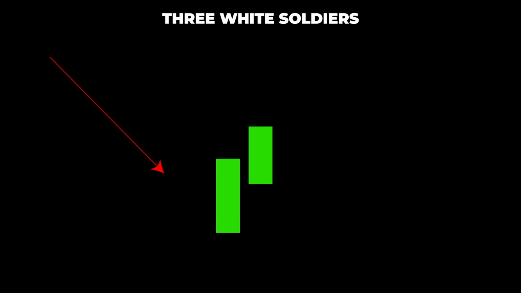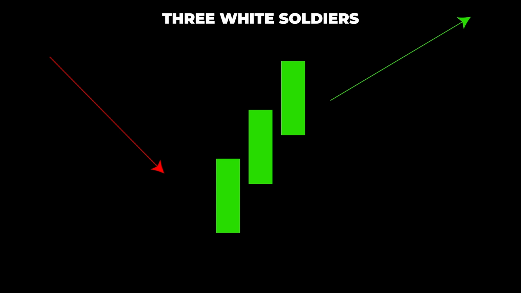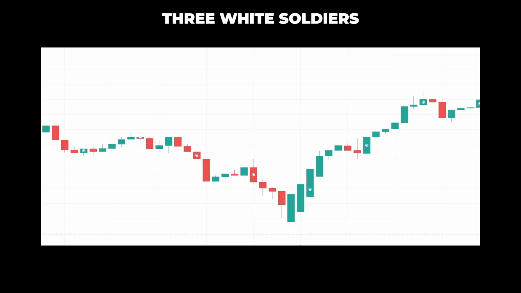The three white soldiers. So the three white soldiers is simply three green candlesticks formed after a downtrend, and this indicates that soon a bullish reversal or an uptrend is coming. This pattern is made of three long green candlesticks which don't have any shadow or sometimes have a small shadow. Each one of these three candlesticks opens within the real body of the previous candlestick in the pattern. So as a trader, if you see a downtrend and after that you see this type of pattern, the three green candlesticks, then you can buy or go long expecting an uptrend.